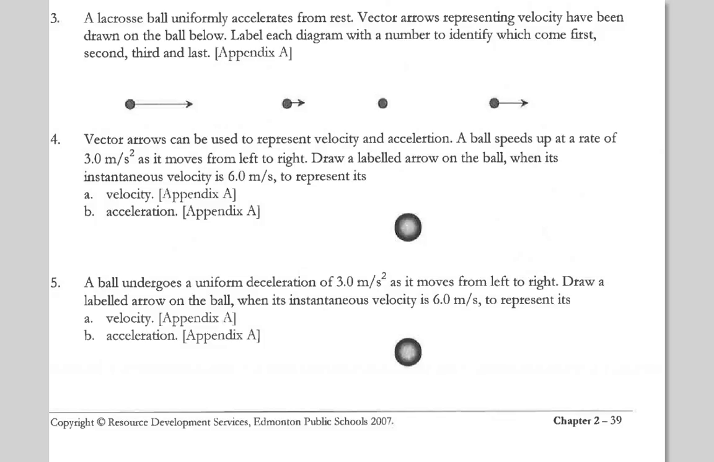So if it's moving from left to right, it already has a velocity vector in this direction, left to right. And it says it is speeding up. So they also want you to draw the acceleration vector. If it's speeding up, your acceleration vector will be in the same direction.